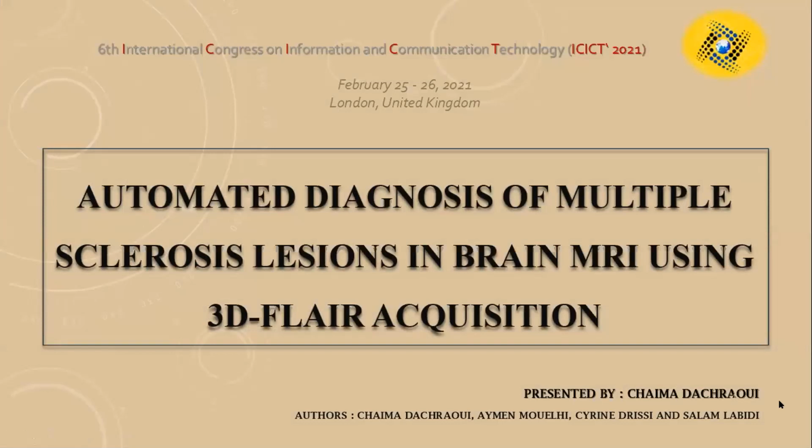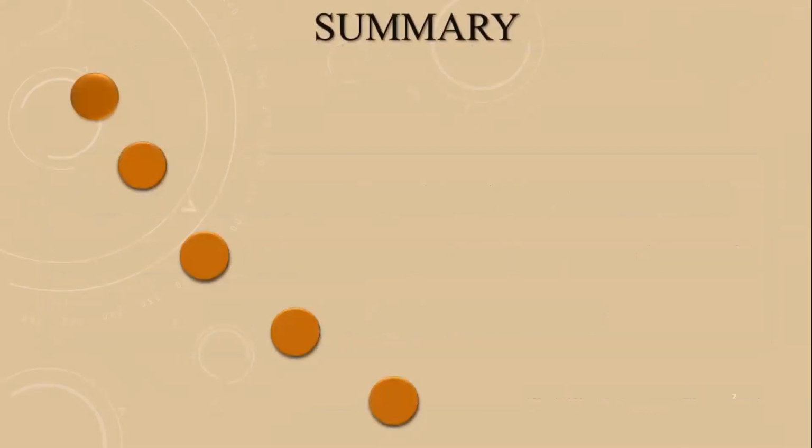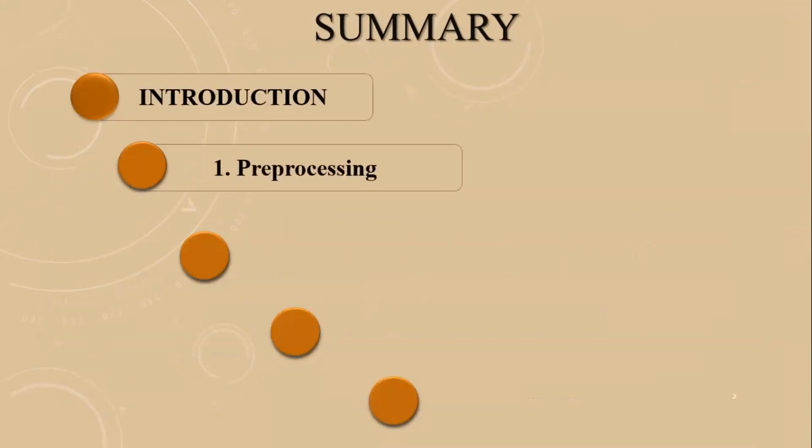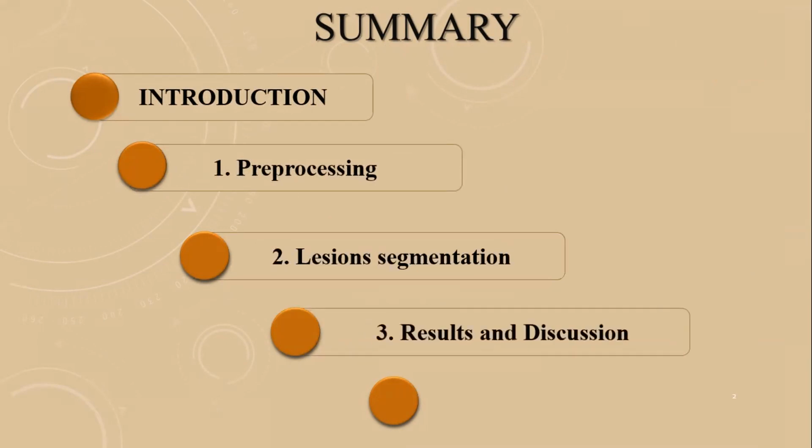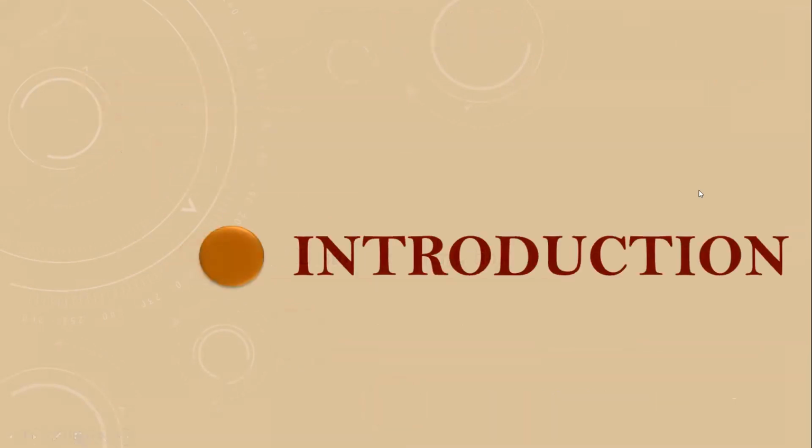Good morning. First, I want to thank all the members. My presentation is entitled Automated Diagnosis of Multiple Sclerosis Lesion in Brain MRI using 3D FLAIR acquisition. I will try to summarize my work and present it to you according to the following plan. We will start with a brief introduction, then pre-processing, lesion segmentation, result and discussion, and we finish with conclusion. We will start with a brief introduction.